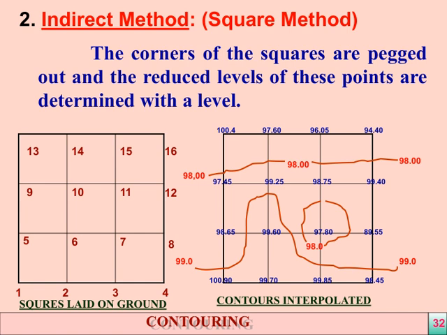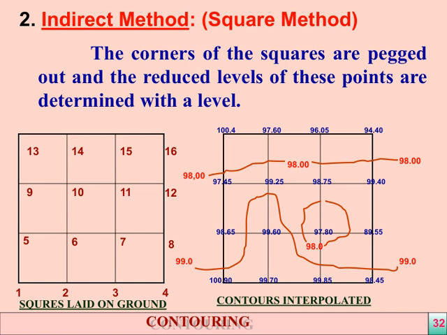Notice the table showing the reduced levels at each corner. For example, point 1 has a level of 100.4, point 2 is at 97.6, and so on across the grid. These values are critical because they serve as the basis for contouring and mapping the terrain.